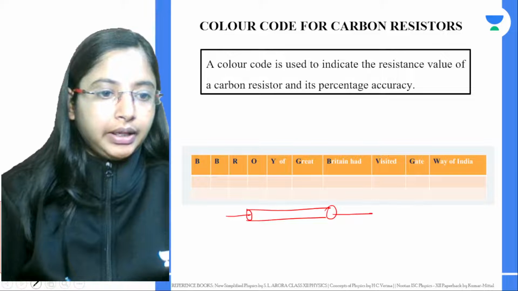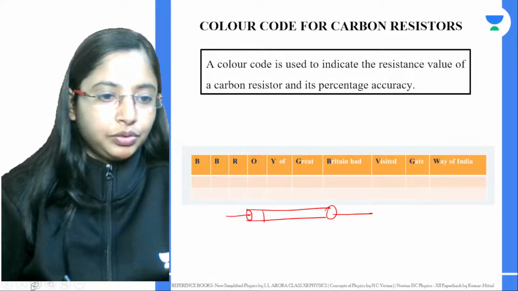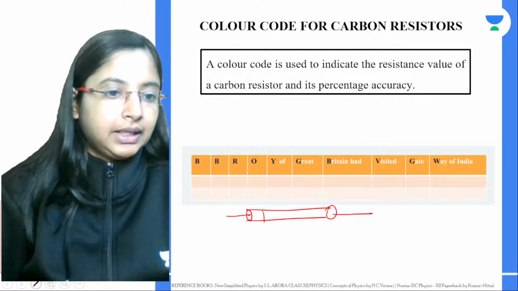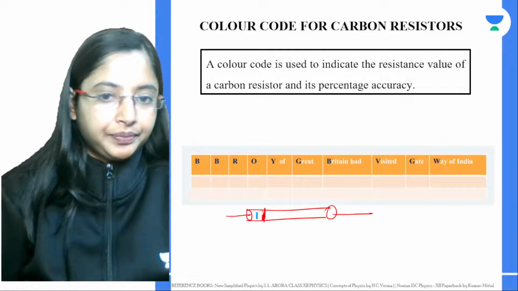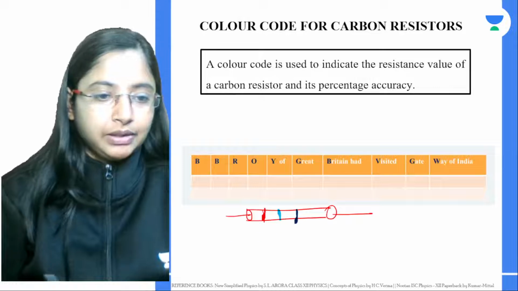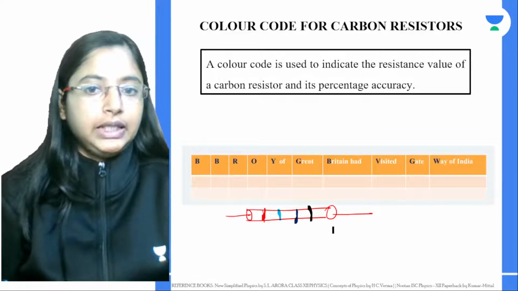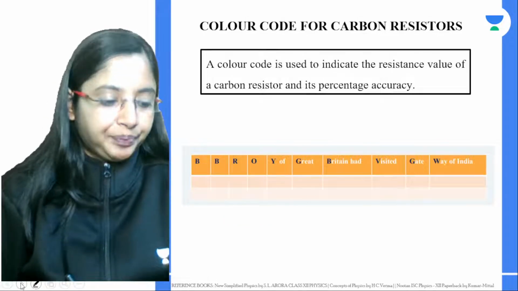Okay, and usually you see 4 different bands of colors, and these colors actually represent the value of this carbon resistor, right. You will actually see 4 different bands of colors, and using those 4 different bands of colors you can learn what the value of the resistor is.